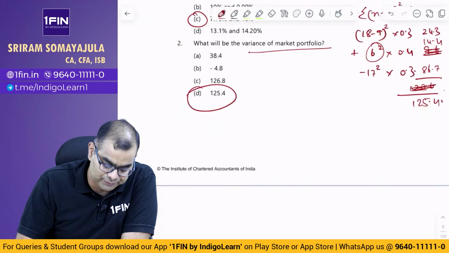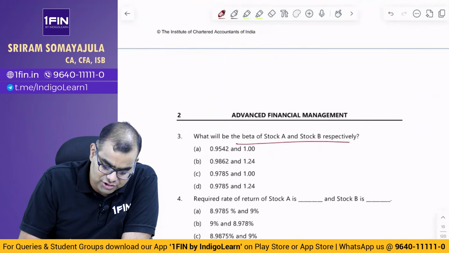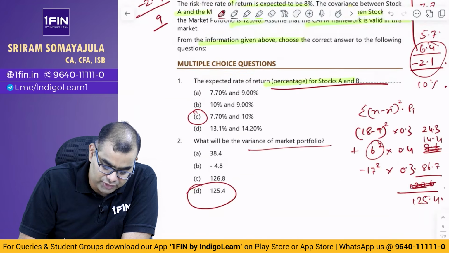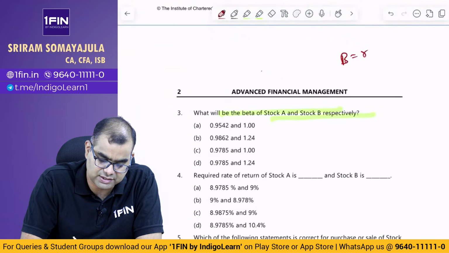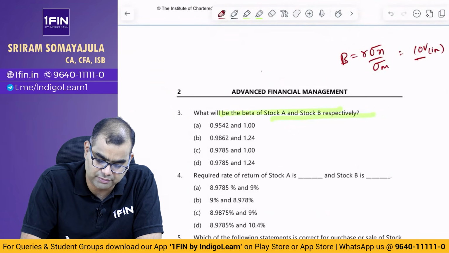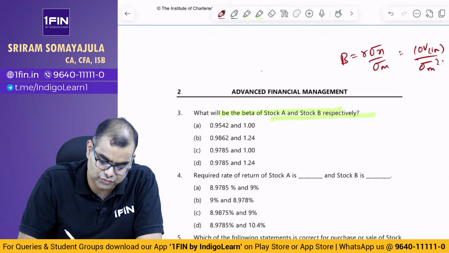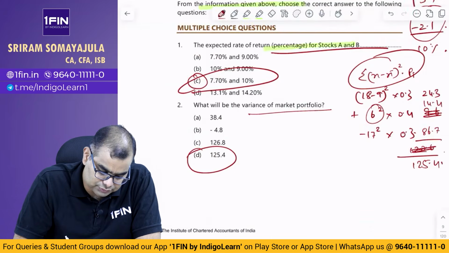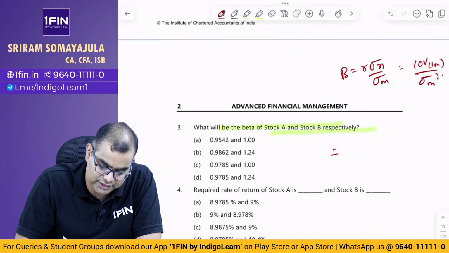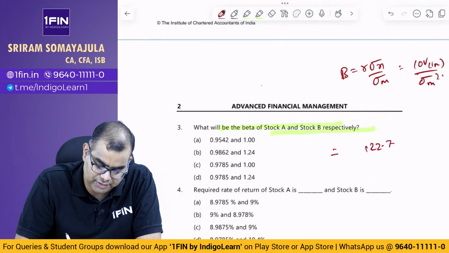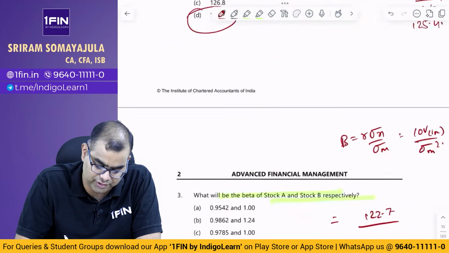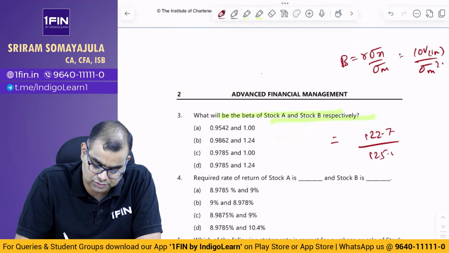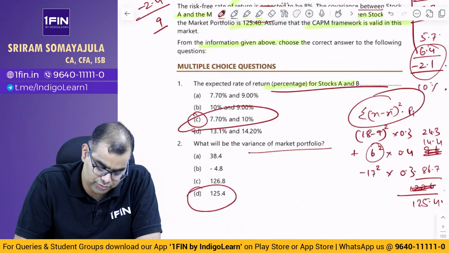Okay, anyway, moving forward. What will be the beta of stocks A and B respectively? What is beta? Beta is the standard deviation of x divided by the standard deviation of the market, times correlation, or it is the covariance of the individual security with the market divided by the market variance. So they have directly given 122.7, divided by the market variance. We found out 125.4 is the denominator for A, and for B also 125.4 is the denominator. Numerator is how much?